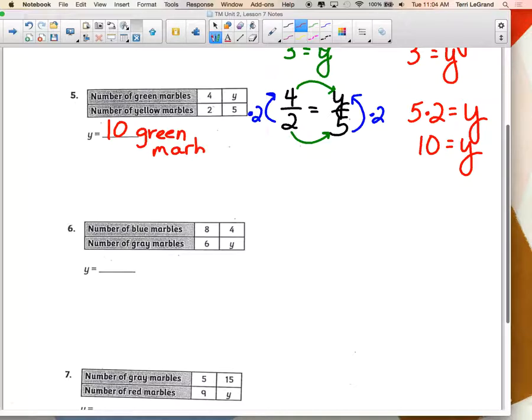Reasonable answer? What is there more of in the first ratio, green or yellow? Green. Did we end up with more green than yellow in this ratio? Is 10 more than 5? Why are some of you shaking your head no? In the first ratio, we have more green than yellow. In this ratio, when we found 10 for our green, we have more green than yellow. This is reasonable, isn't it?